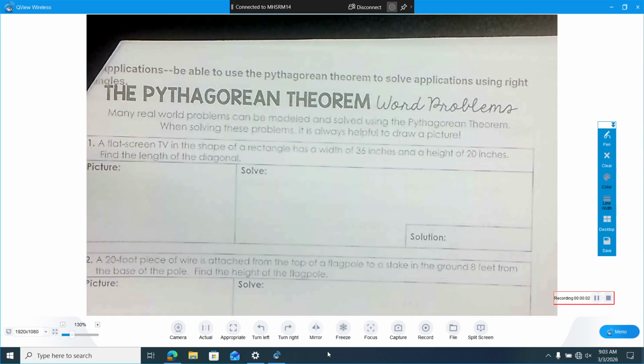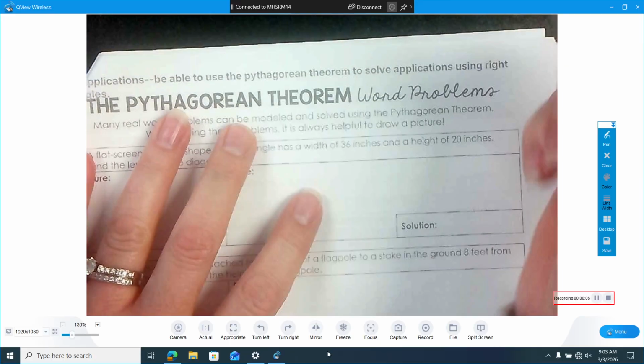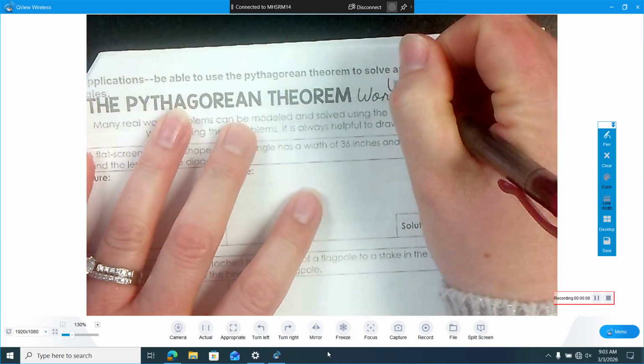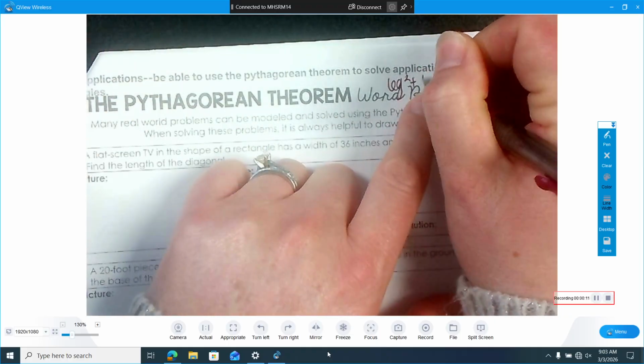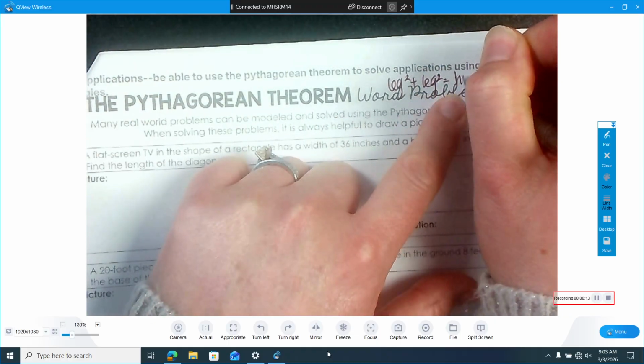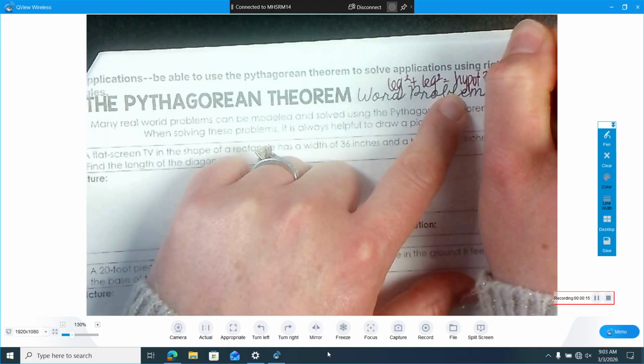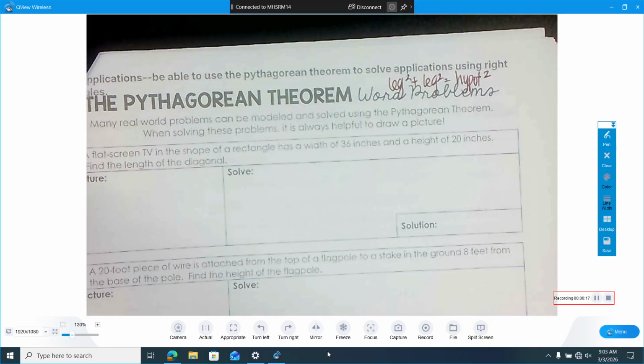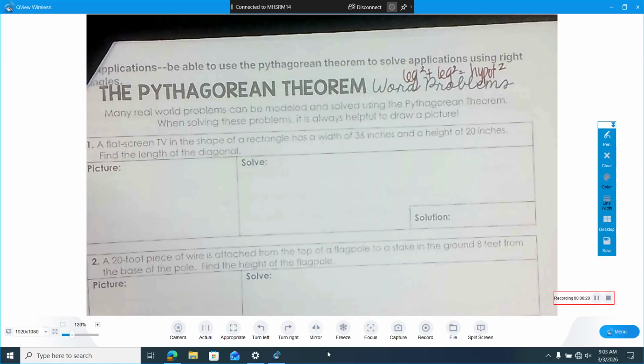Yesterday we learned the Pythagorean theorem. Do you guys remember what my Pythagorean theorem formula was? Leg squared plus leg squared equals hypotenuse squared. That was the Pythagorean theorem I gave you yesterday.